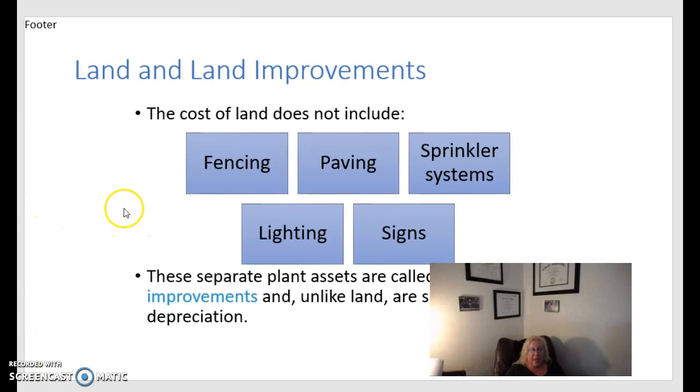The cost of land does not include fencing, paving, sprinkler systems, lighting, signs, and other improvements to the land, such as landscaping. These costs are collectively referred to as land improvements. A land improvement is a depreciable improvement to land. So these costs are separately identified from the land itself, and they are depreciated.